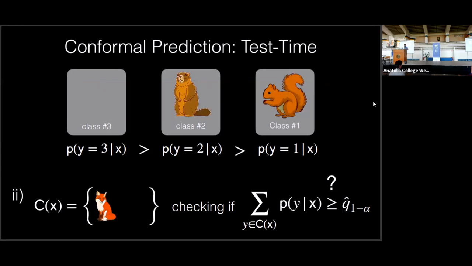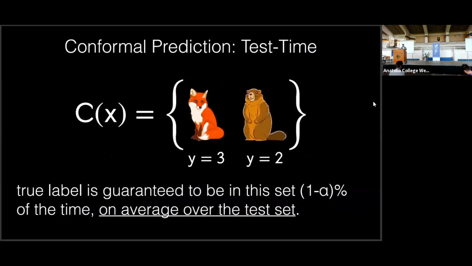And so say we add the Fox class, and then we check, is the probability of the softmax under the Fox class greater than the quantile? Let's say no, so we continue the process. And now we add the marmot and we check if the sum of the two probabilities is greater, and it is, and so we stop. And so this would be our final conformal prediction set for this particular data point. You include two classes, y equals 3 and y equals 2. And if you do this process, the true label is guaranteed to be in this set 1 minus alpha percent of the time on average over the test set.